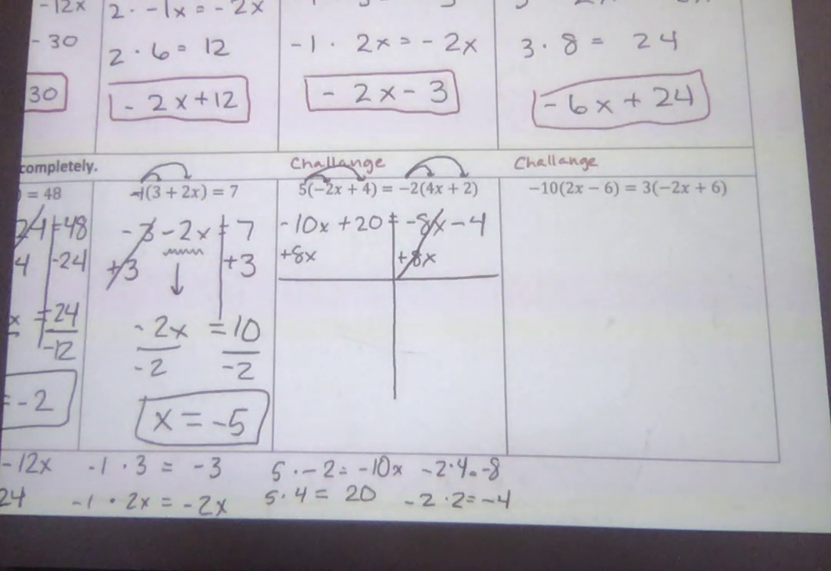On this side, I have negative 10 plus 8. I did it the other way. That's okay. So we'll have negative 10 plus 8, and in this case I'm going to get a negative 2x. I haven't done anything with my 20, so I'm going to bring it straight down. Put my equal sign, and I haven't done anything with my negative 4, so I'm going to bring that down as well.